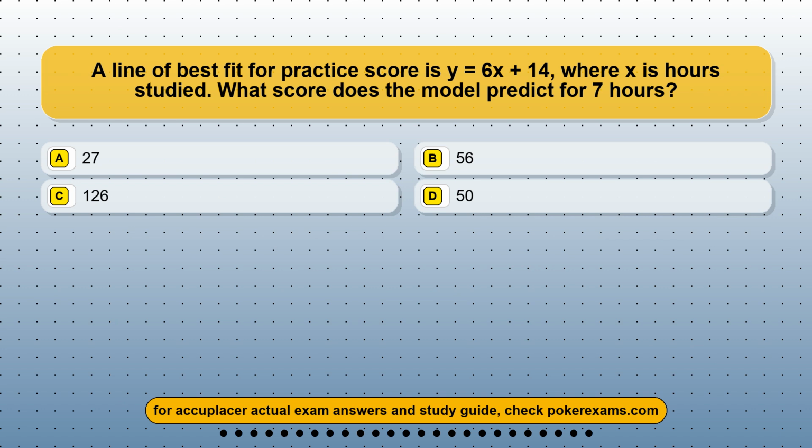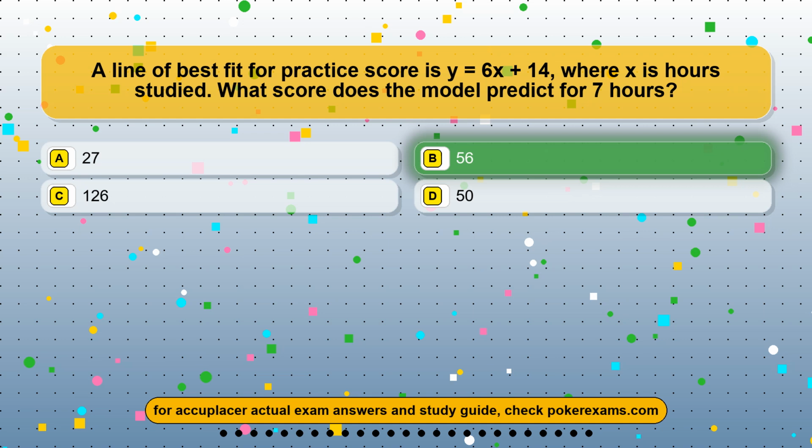Question 14. A line of best fit for practice score is y equals 6x plus 14, where x is hours studied. What score does the model predict for 7 hours? Option A. 27. Option B. 56. Option C. 126. Option D. 50.